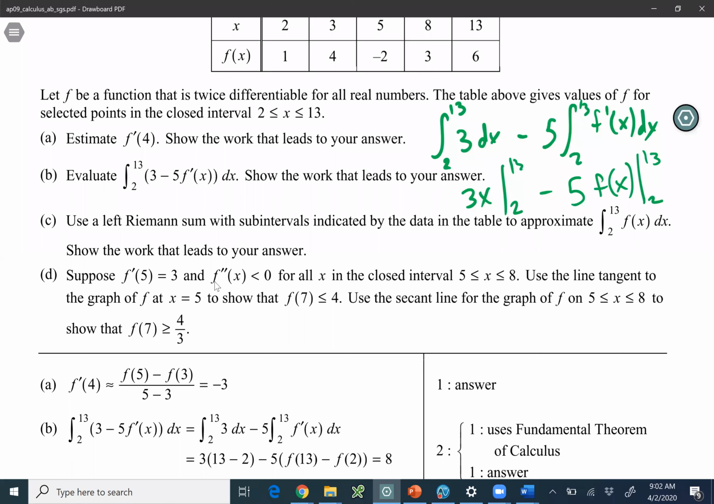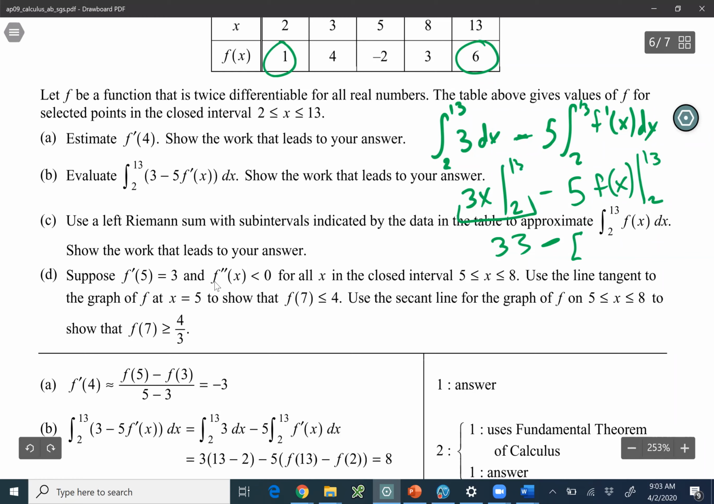But essentially, from this part, you'll end up with 33. And the shortcut is just 13 minus 2 is 11, times 3. But you'll get 33 minus, and then for f of x, we have to use the table. So in the table, f of 13 was 6, and f of 2 was 1. So this is minus. Now, this is where we do want to be careful: when we're subtracting this, if I write it this way, I need to put a big parentheses around here. So it's minus 5 times 6, but then minus 5 times 1.